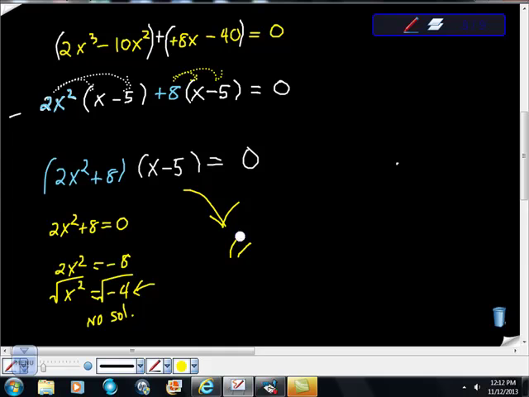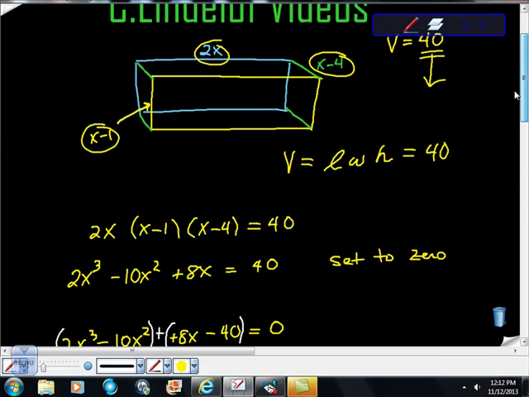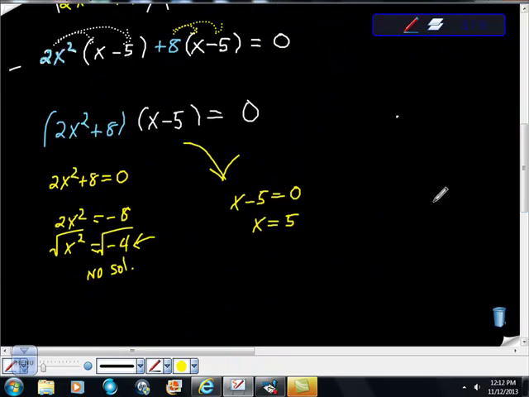And we have the same thing. x minus 5 set equal to 0. x is equal to 5. Is that a possible solution? When we go up here and put this in, 5 minus 1 is a positive number. 5 minus 4 is a positive number. And 2 times 5 is also a positive number. So all of our lengths are positive. So x is equal to 5 is our solution.